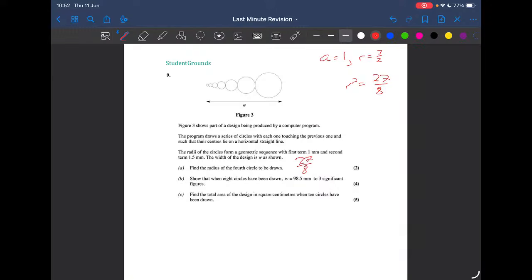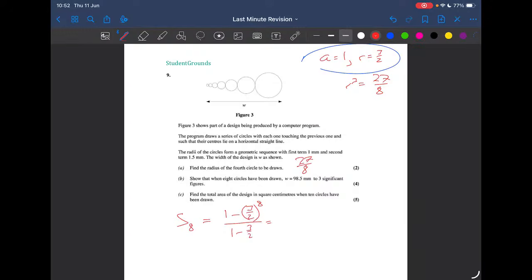Show that when 8 circles have been drawn, W is equal to this. The width of the design is shown as this. So that is the sum of them, yeah? Because each one is going to be the radius times 2. So we want to add up all the radii, i.e. do the sum of 8. When we have these values, A is 1 and R is that. So it's going to be A lots of (1 minus R to the n) over (1 minus R).